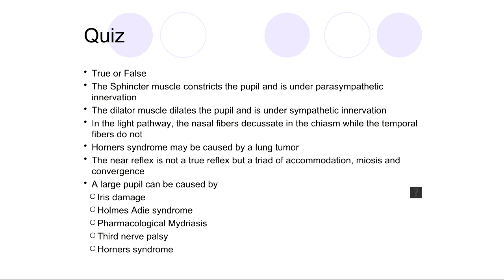Hi, Doc. I think the first two are true. You think number one? Read the question first, Melanie. Okay, the sphincter muscle constricts the pupil and is under parasympathetic innervation. I think that is true. And the dilation muscle dilates the pupil and is under sympathetic innervation. And I also think that that is true. Yes. You want to continue?